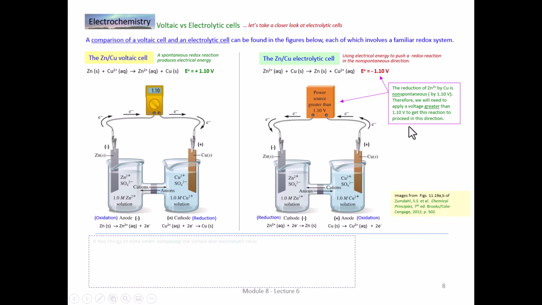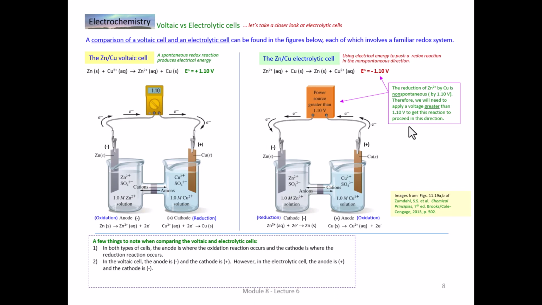Well, a few notes about these two systems here, the voltaic and the electrolytic cells. And some of these things we've already mentioned. In both types of cells, the anode is where the oxidation reaction occurs, and the cathode is where the reduction reaction occurs. That's always true whether it's a voltaic or an electrolytic cell. In the voltaic cell, the anode is the negative electrode and the cathode is positive, whereas in the electrolytic cell, the anode is positive and the cathode is negative.